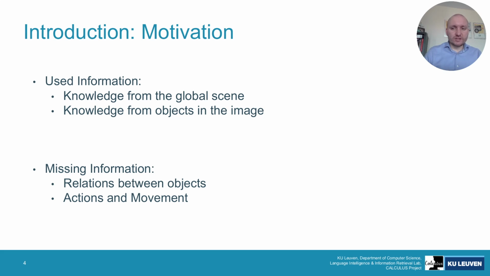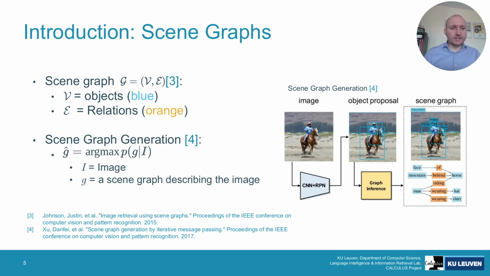While the second one is very hard to capture with still images, the first one is actually possible by making use of scene graphs, where this kind of information is captured. So let's take a look at the scene graphs. In a scene graph we have a set of nodes for objects and relations, and in this figure we indicate them with blue for the objects and orange for the relations.